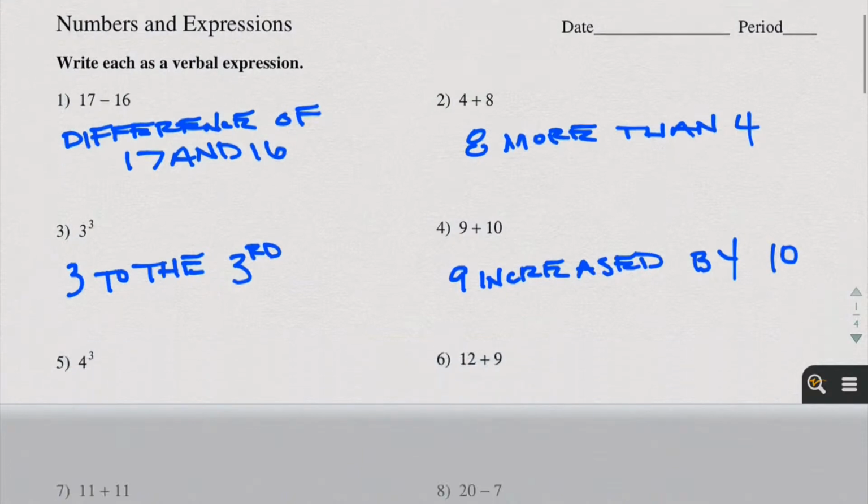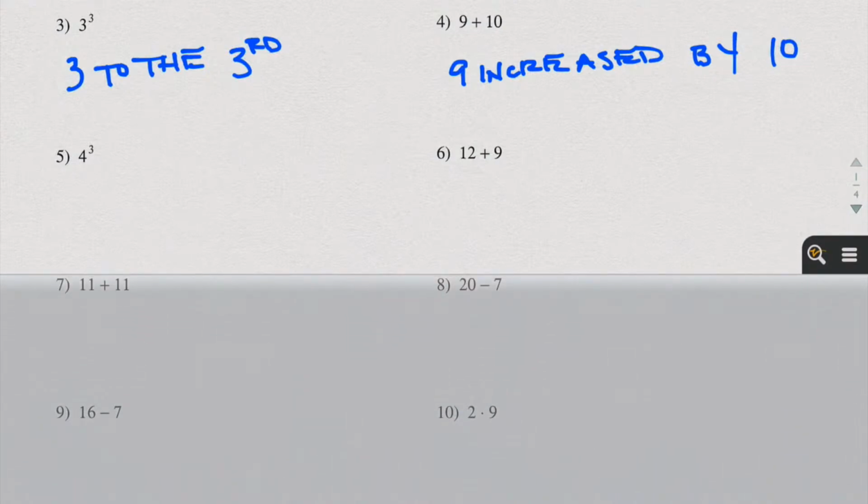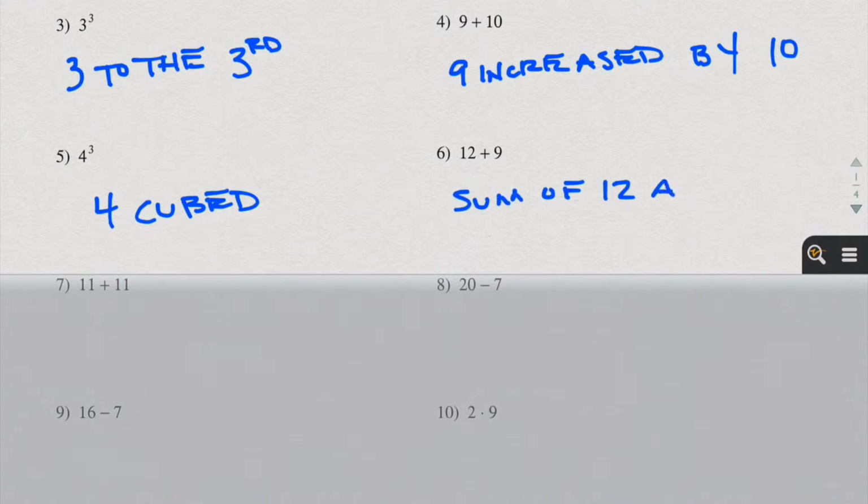Okay, number 5. So I can write this as 4 cubed, 4 to the third. Let's just write 4 cubed. Okay, number 6. You can say 12 plus 9, or the sum of 12 and 9.